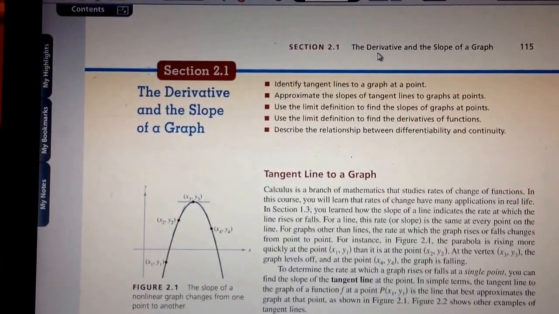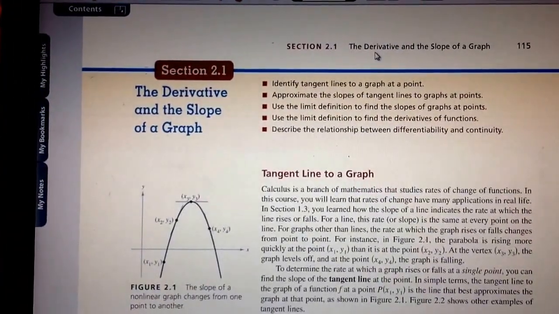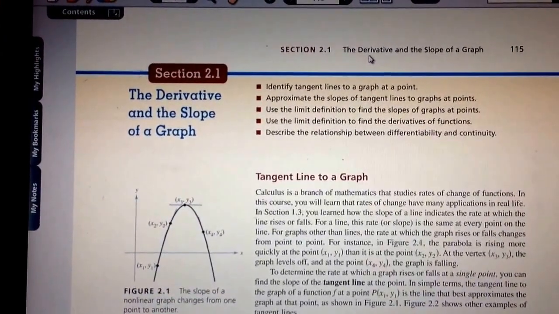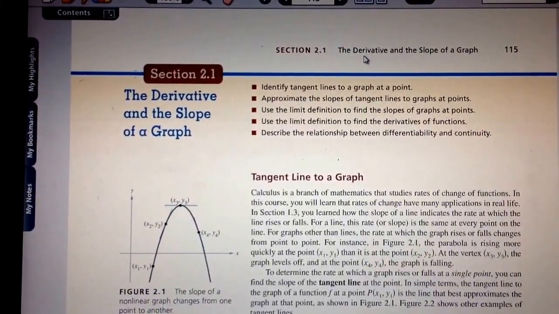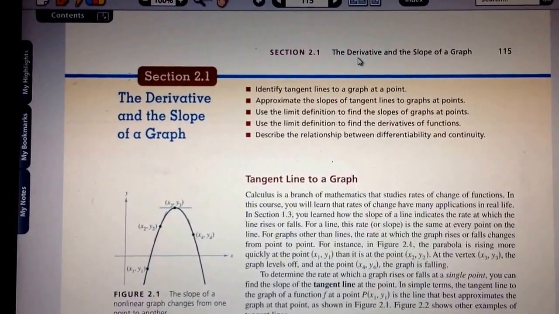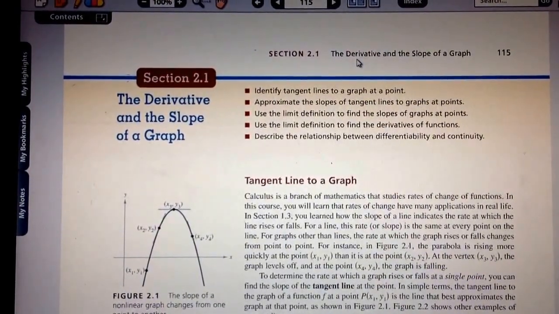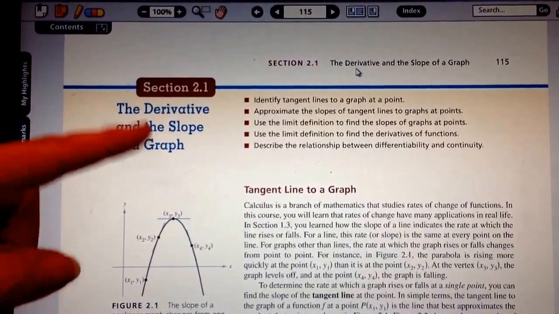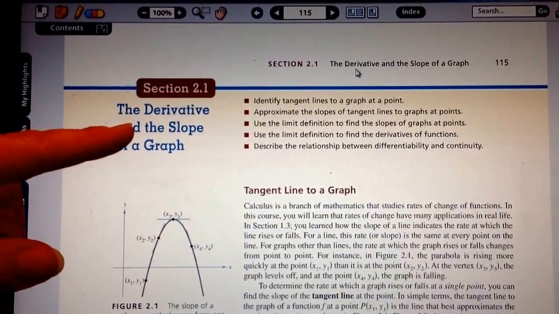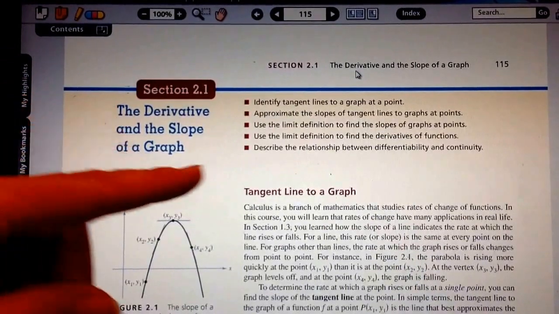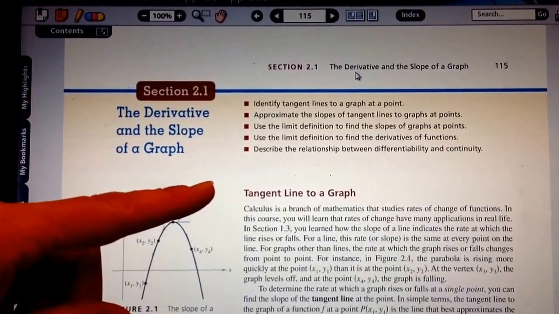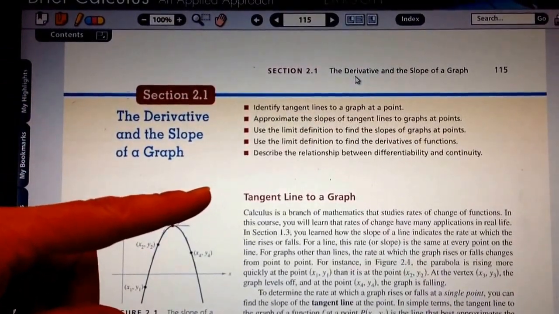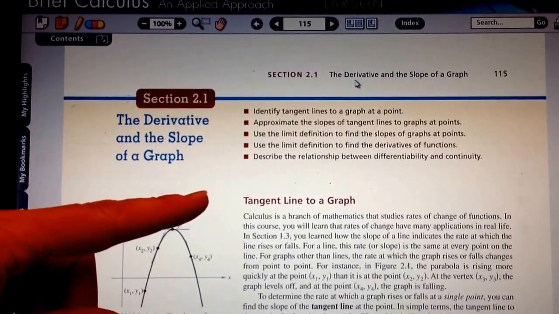So this is section 2.1, and I just wanted to show you a little bit from the textbook, the ebook that you have in WebAssign, and then we'll do a couple problems to get you ready for your assignment. So what we're talking about in section 2.1 is the derivative. It's the beginning of the derivative, and the derivative measures the slope of the tangent line to any graph.